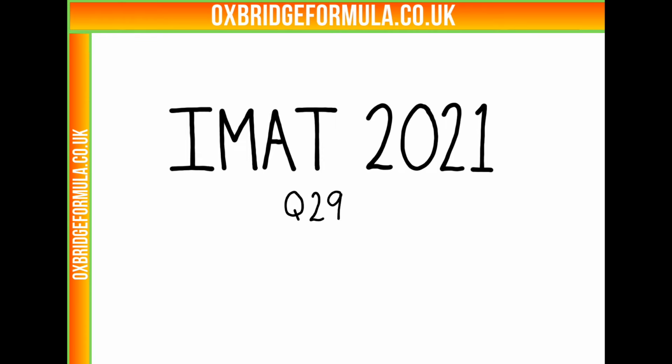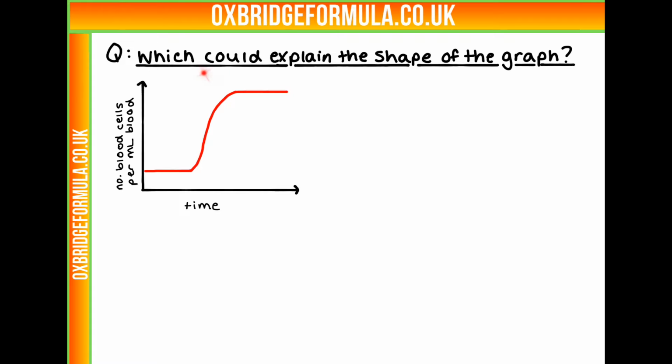This is IMAT 2021, question 29. So we have a graph here which shows the number of blood cells per millilitres of blood over time. And we're asked which of the following statements could explain the shape of this graph. So first of all, let's look at what's going on in this graph.